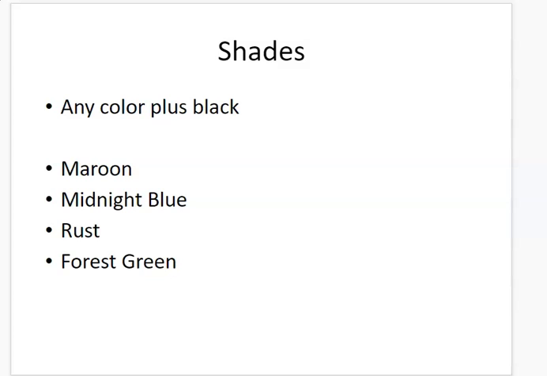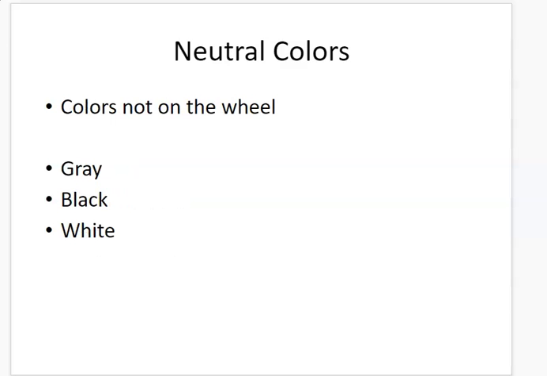Shades are the opposite. Any color plus black. Now, it's not black and white because then they turn gray. But any color, and then you put a drop of black in it, the tiniest little drop. Like maroon would be a dark red, midnight blue, a dark blue, rust is a dark orange, forest green would be a dark green.